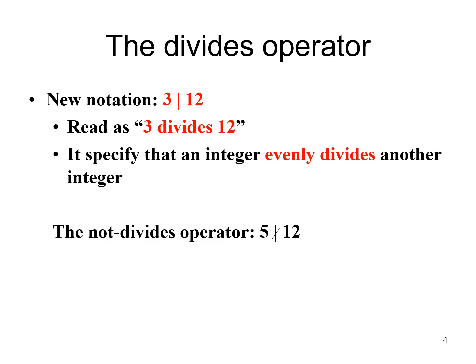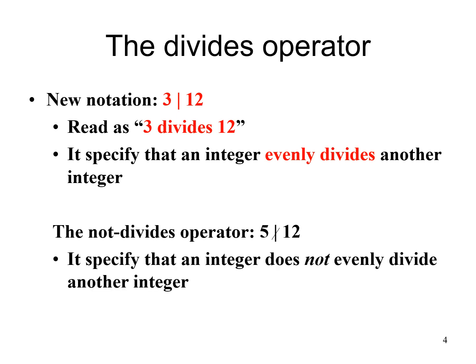Non-divides operator is specified with a vertical bar and a cross over it. For example, you have to read it like this: 5 does not divide 12. It is used to specify that an integer does not evenly divide another integer.